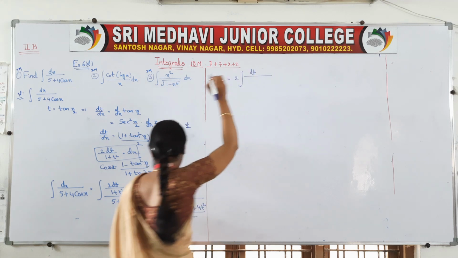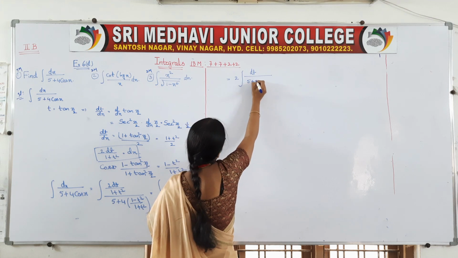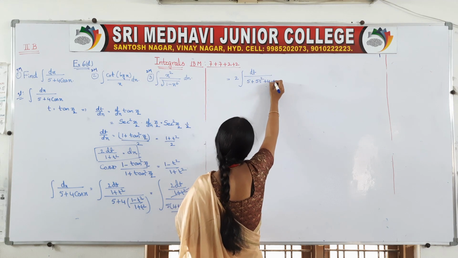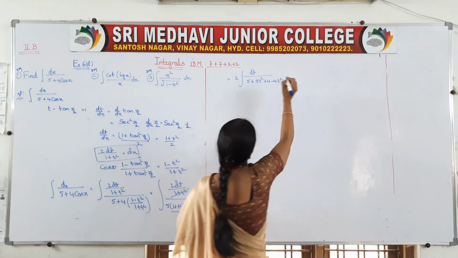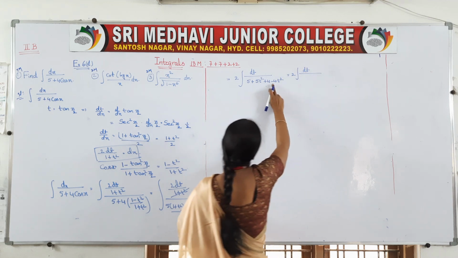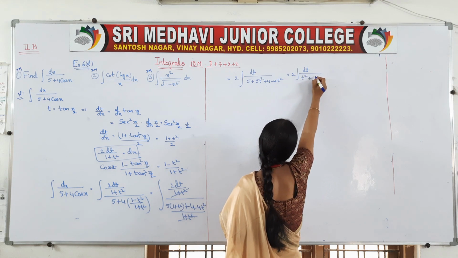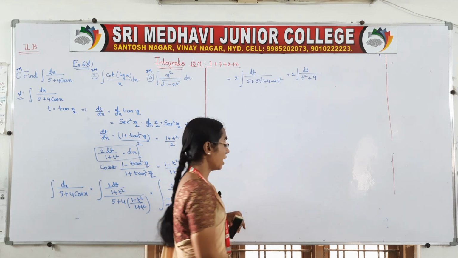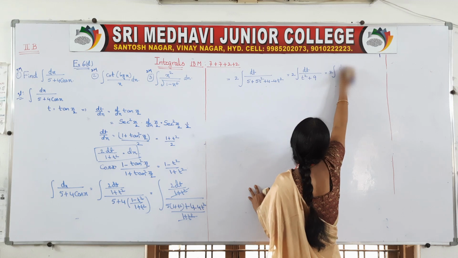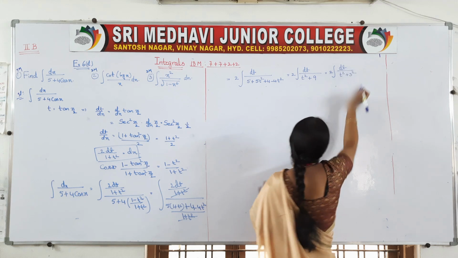2 can be taken outside, dt by, what is that? Open the brackets here also: 5 ones are 5t square, plus 4 minus 4t square. So it is equal to 2 into dt by 5t square minus 4t square, which is t square, and 5 plus 4 is 9. Generally, when one value is in square form, we will write the other value also in square form: dt by t square plus 3 square.